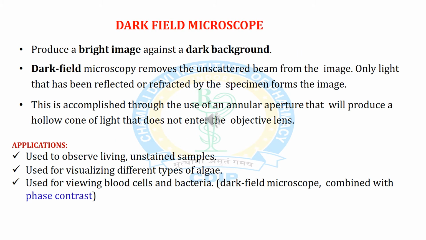Next category is dark field microscope. It produces a bright image against the dark background. Dark field microscopy removes the unscattered beam from the image. Only light that has been reflected or refracted by the specimen forms the image. This is accomplished through the use of an annular aperture that will produce a hollow cone of light that does not enter through the objective lens.